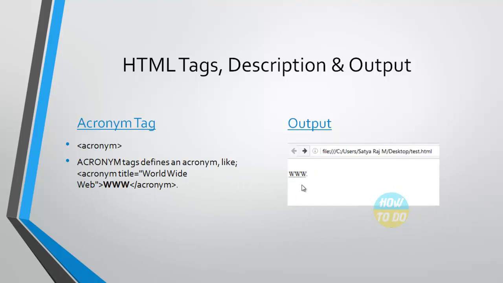The next is acronym. Acronym tag defines an acronym. Let's say for example, if you type acronym title is equal to World Wide Web in apostrophe, the output for the same would be www. You can close the acronym. This is the syntax for acronym tag, and this is how the output looks like.